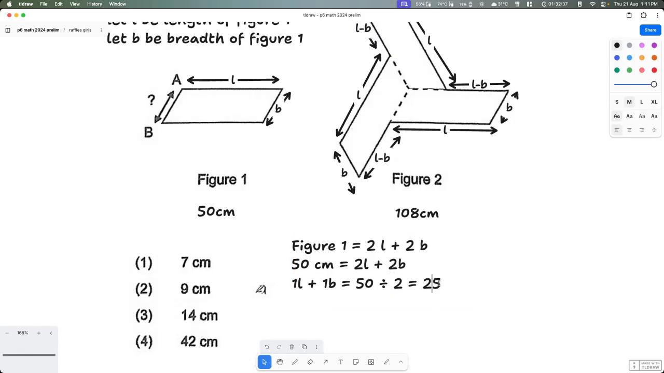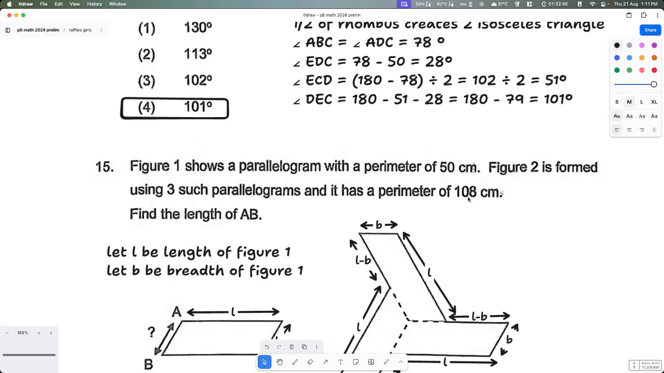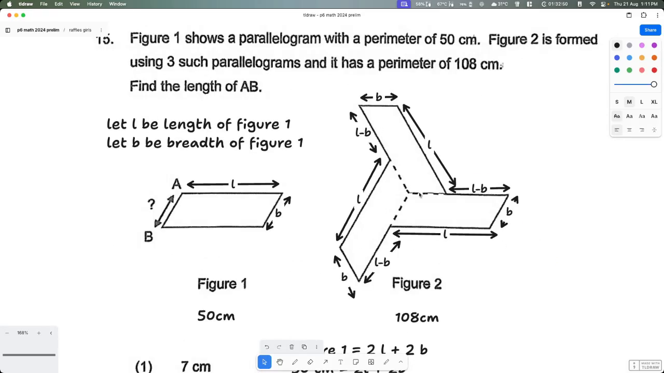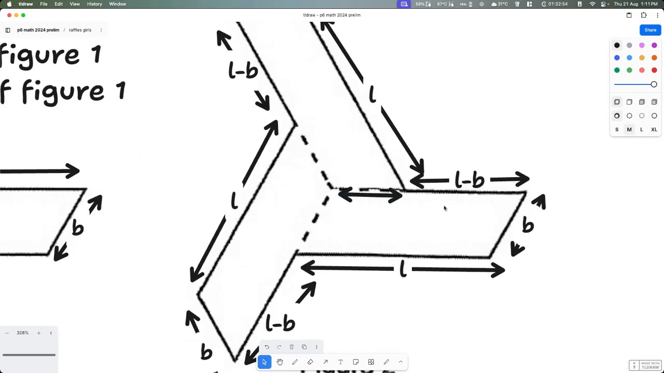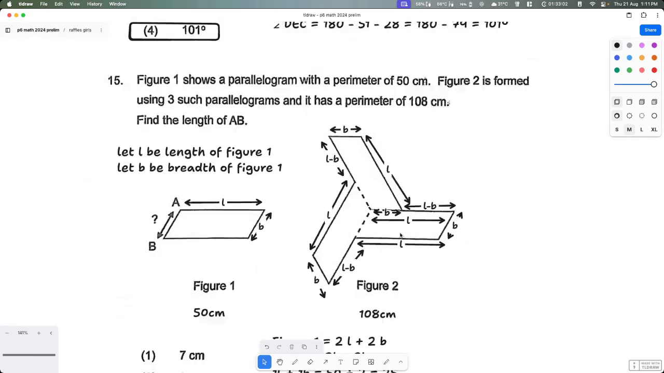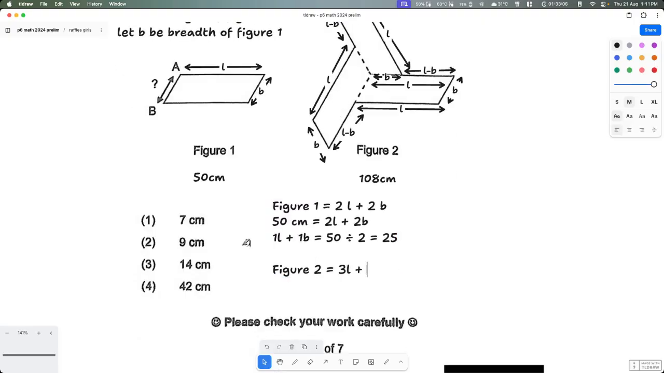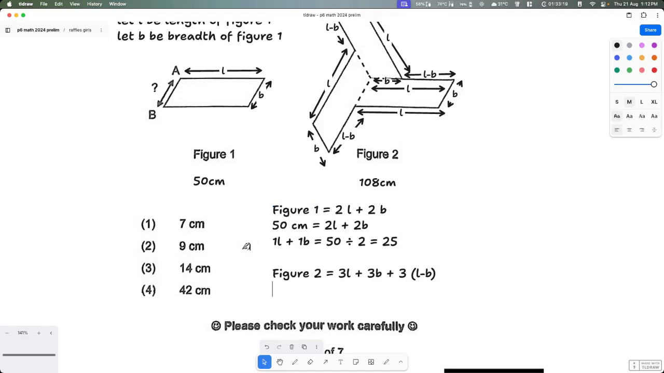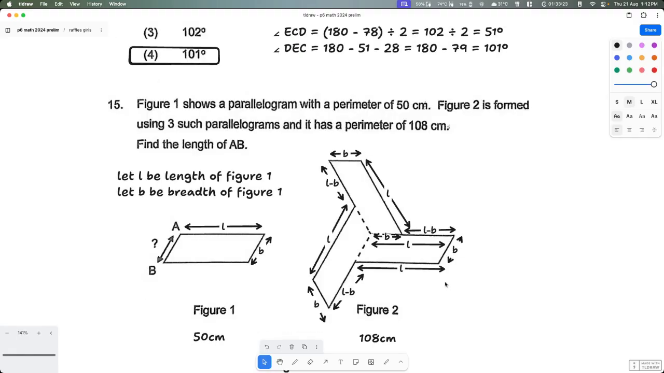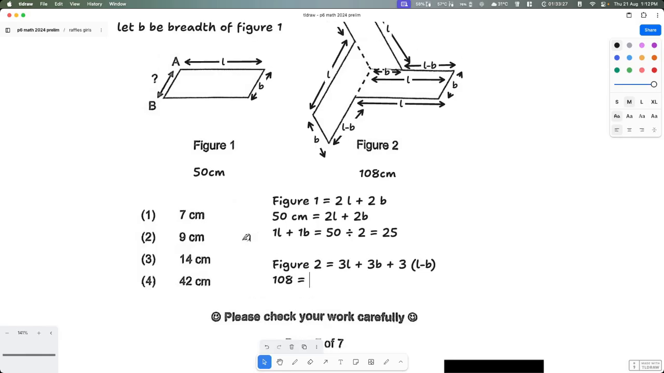We know 1L plus 1B. Now figure 2: if I zoom in, this whole thing is one length L, and this is B. So that's what we call L minus B. So figure 2 has 3L plus 3B plus 3 bracket L minus B. Figure 2 is 108, so 108 is equal to 3L plus 3B plus 3 bracket L minus B.